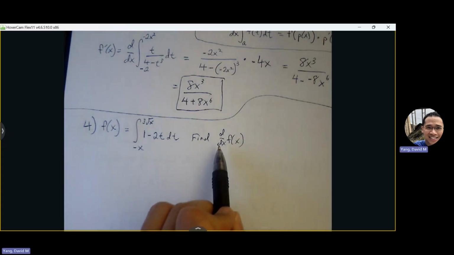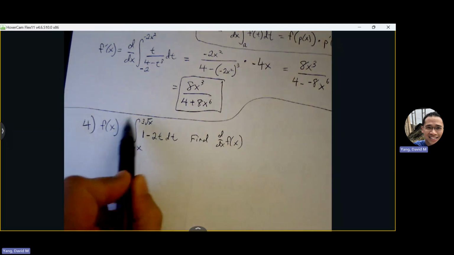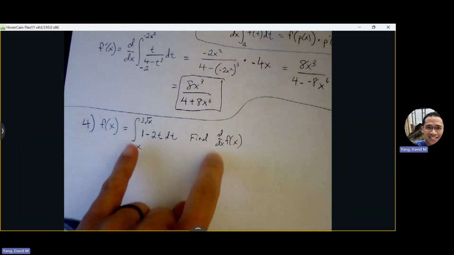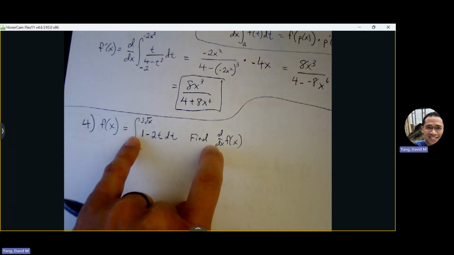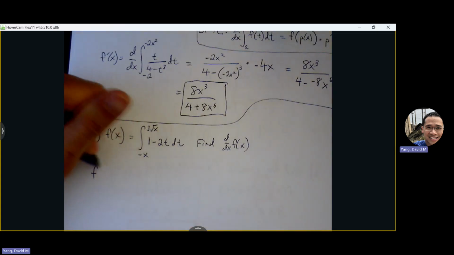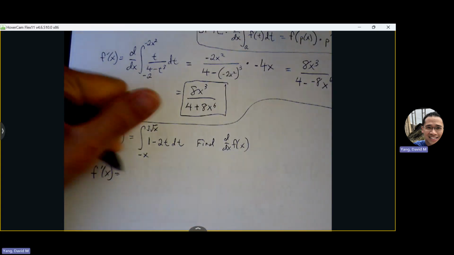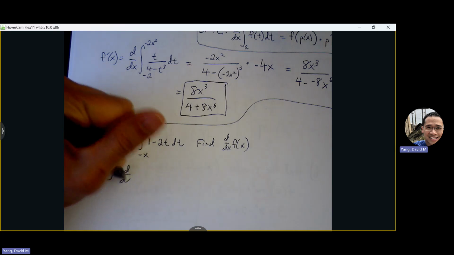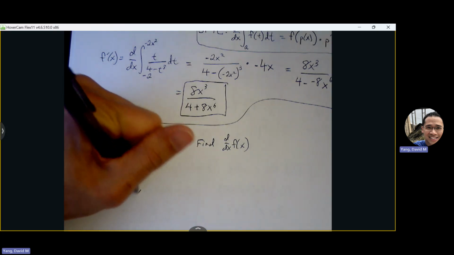So here we're asked to find the derivative of a function that has a definite integral in it. We know that these are two opposing operations. We're looking for a second theorem to help us out here. So if I want to find f prime, that would be essentially asking for us to do the derivative of this expression.